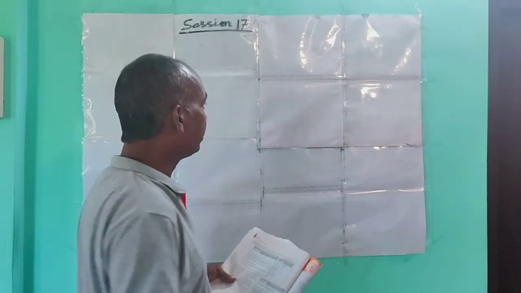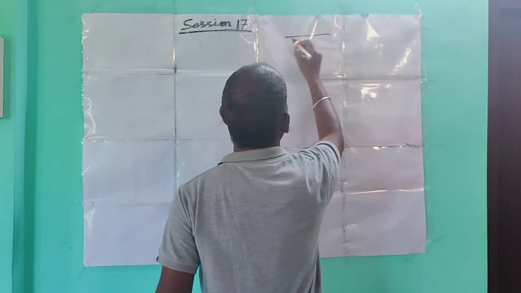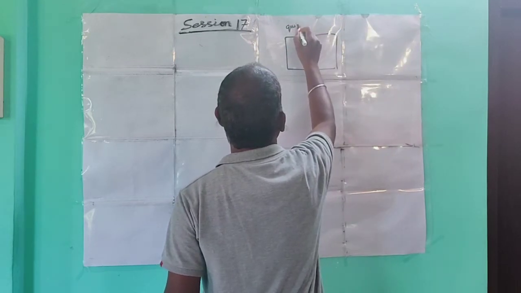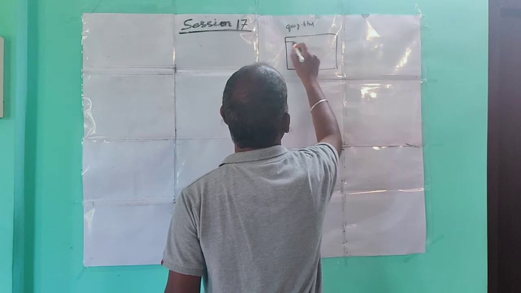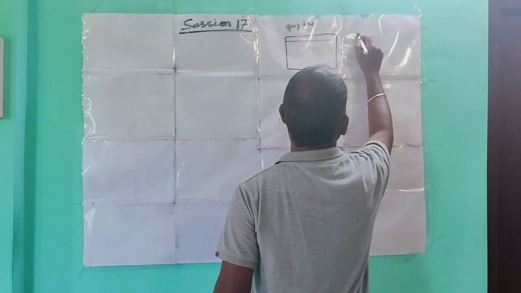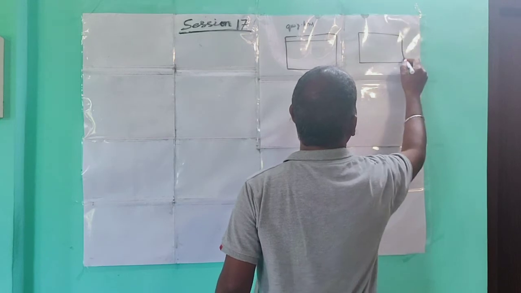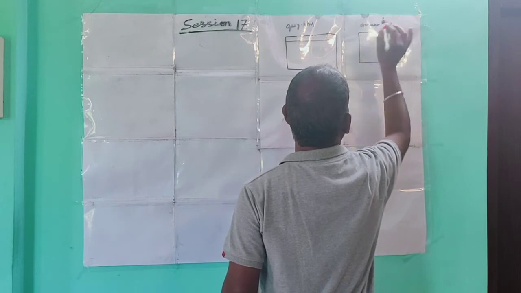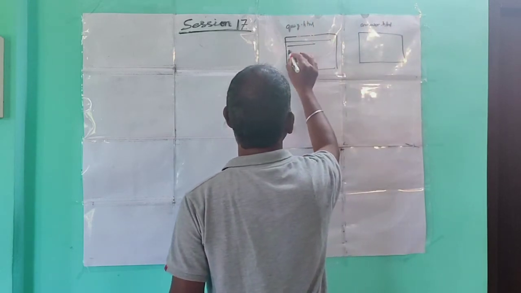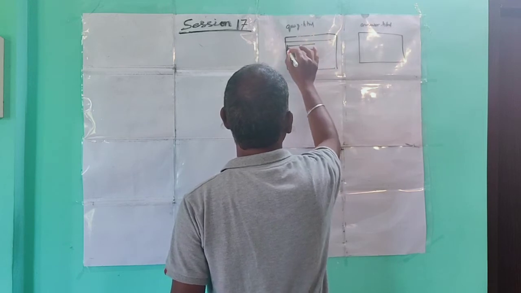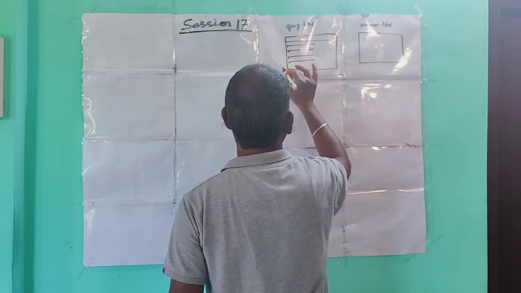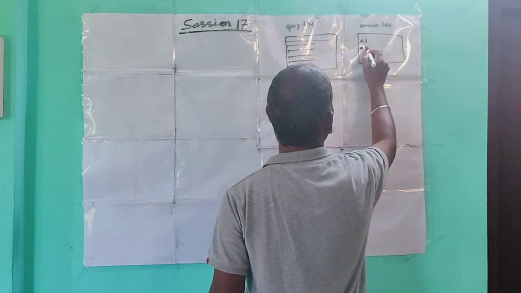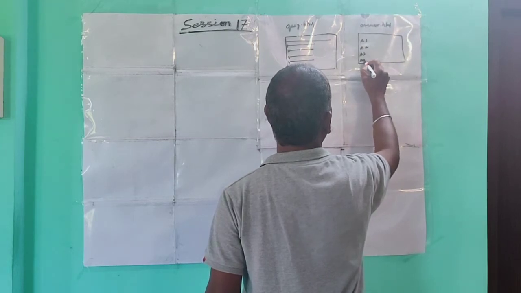So if you look at the figure, there are two web pages. One is quiz.html, the other one is answer.html. Here you put some questions: question 1, question 2, question 3, question 4, and here you put the answer for 1, answer for 2, answer for 3, and so on.